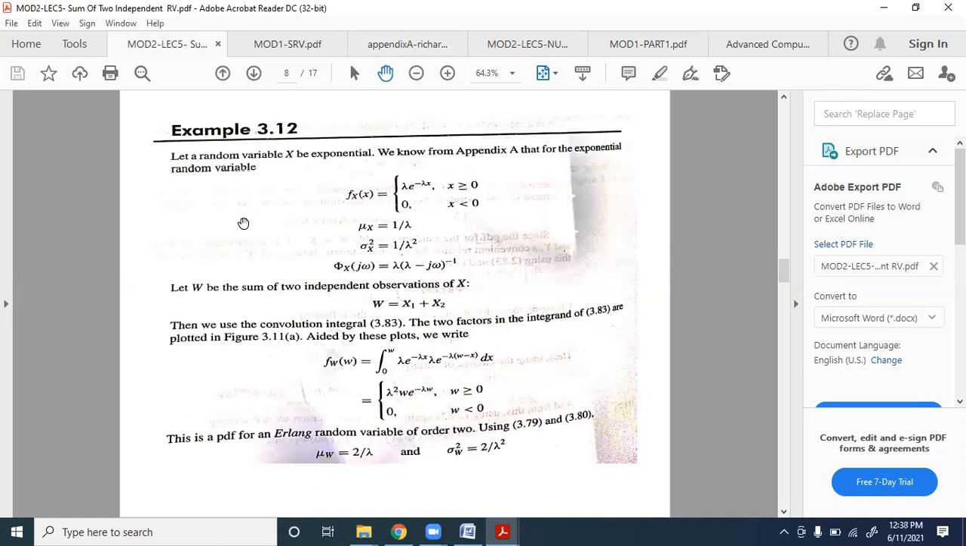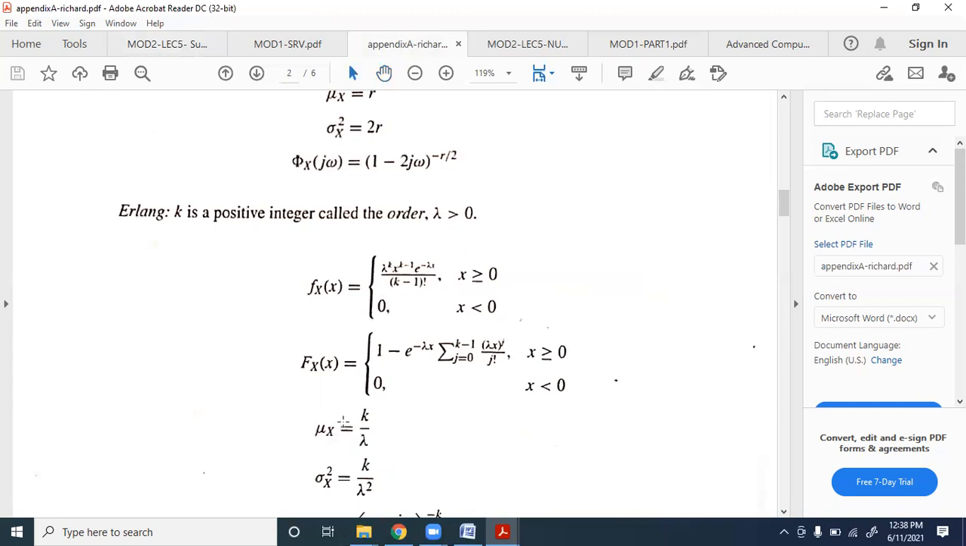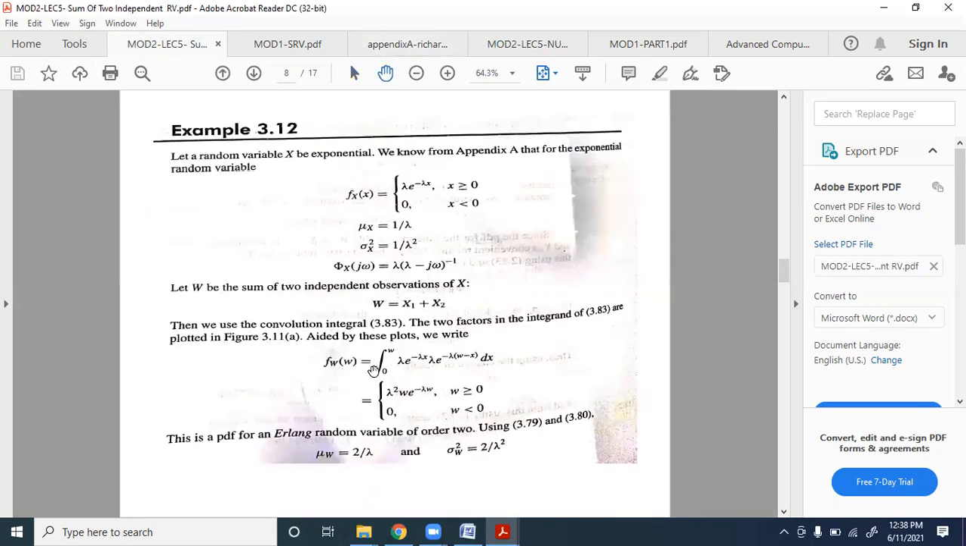If you consider k equal to 2, then again from Appendix A, we can say that mu_X will be mu_W now, in place of x we have w. So mu_W will be k by lambda, which is 2 by lambda. Sigma_W squared will be k by lambda squared, which is 2 by lambda squared. And that is what we have here at this place: mu_W is equal to 2 by lambda, and sigma_W squared is equal to 2 by lambda squared.